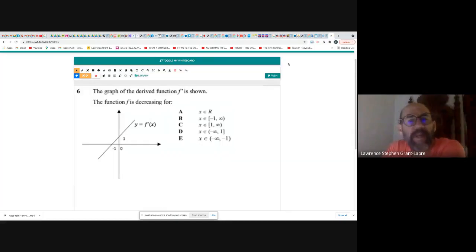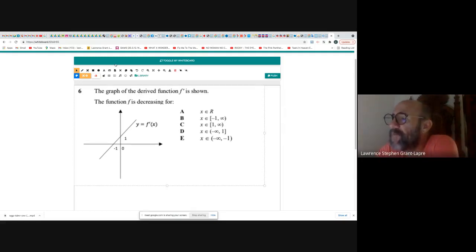In this segment, I'd like to look at a question that requires graphs of derivatives, f dash. So the graph, the derived function. We've been given the graph of f dash. So really, this axis is the derivative, not the actual function. And you can see that they want to know the function, the actual function that this is illustrating, is decreasing for which values of x.